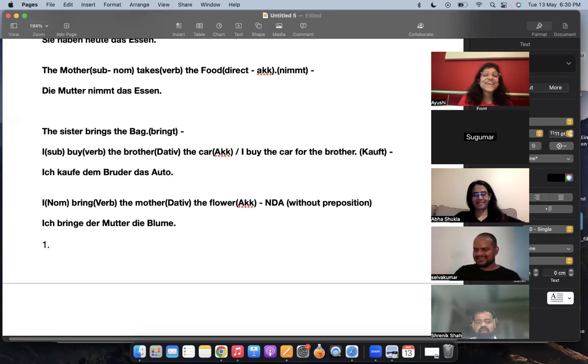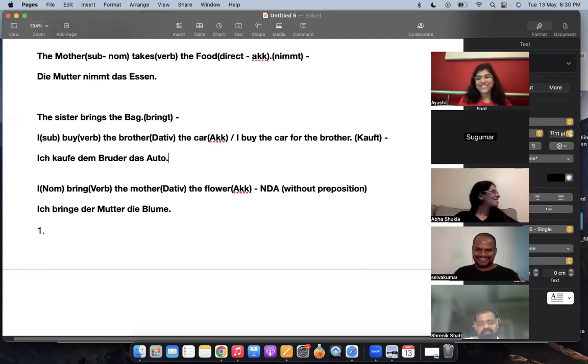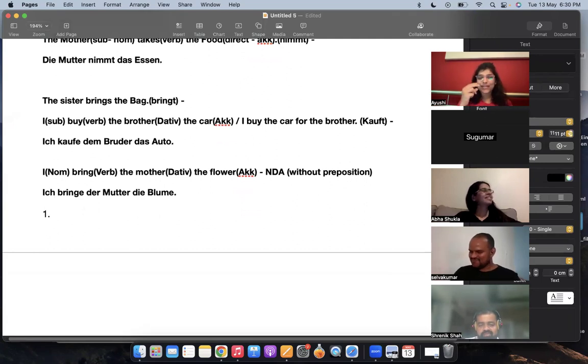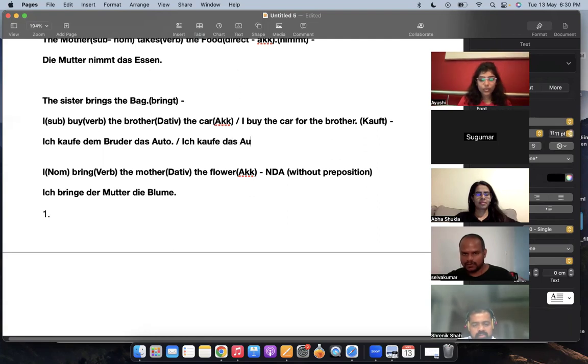We all sound so Indian when we speak German, which is okay, but we need to understand that AU is AU, not something else. Whenever it comes, it's always AU, okay, Auto. Now, if I have to write that with the preposition, then the brother will also convert to accusative. So ich kaufe das Auto für den Bruder. Der or den? Den, because brother will convert to accusative, right? Sorry, so it's den Bruder.